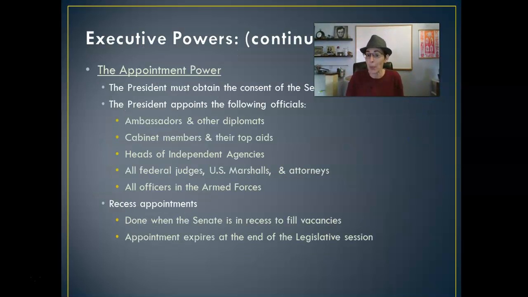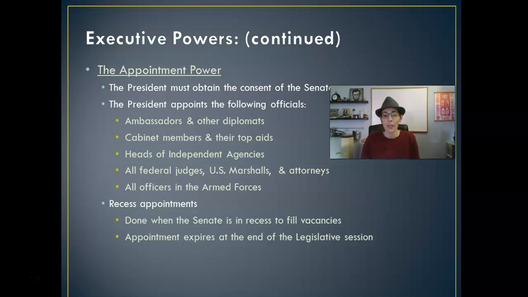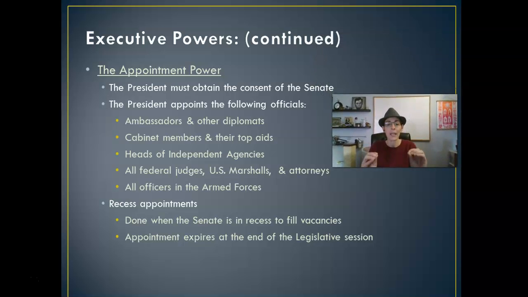So the appointment power. The appointment power is big. The president has to obtain the consent of the Senate, however, for all of these things. He cannot appoint unilaterally.